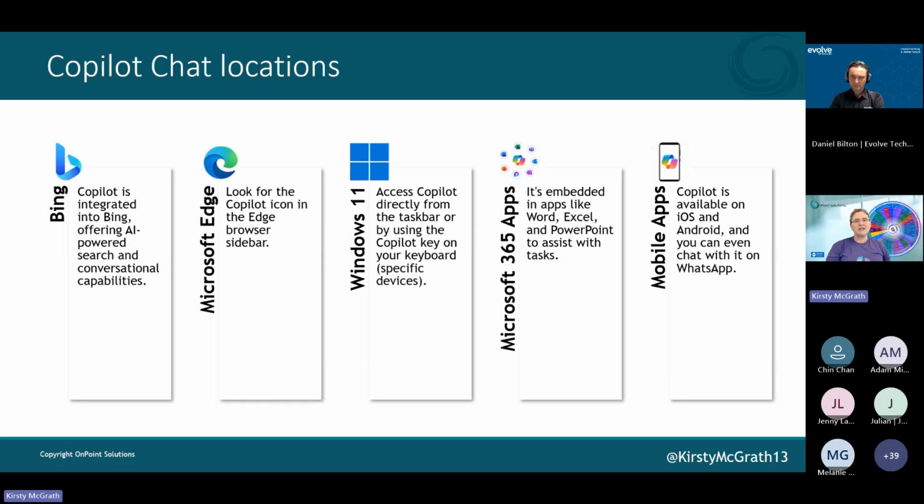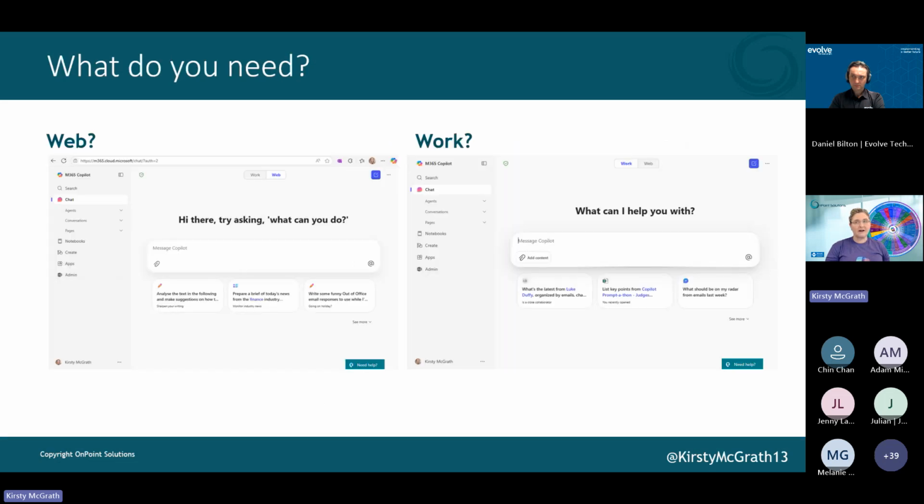Now, if I've actually got it and I have a license and I've got that paid license, I can tell because what I've got here is work or web when it comes to the chat component. I will not see work or web to be able to choose between them, and I will not see it over in my applications if I haven't actually purchased a license specifically for Copilot in my environment. So which one I choose will actually give me a different result as well.